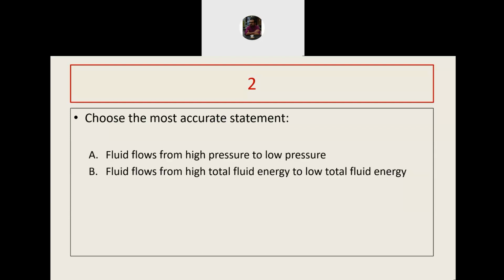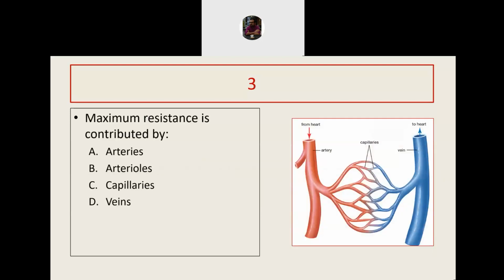So I can see that the opinions are split about this. Let's move on to the third question. So the diagram in the inset shows you the diameter of the different vessels. And my question is, maximum resistance is contributed by the arteries, the arterioles, the capillaries, or the veins.